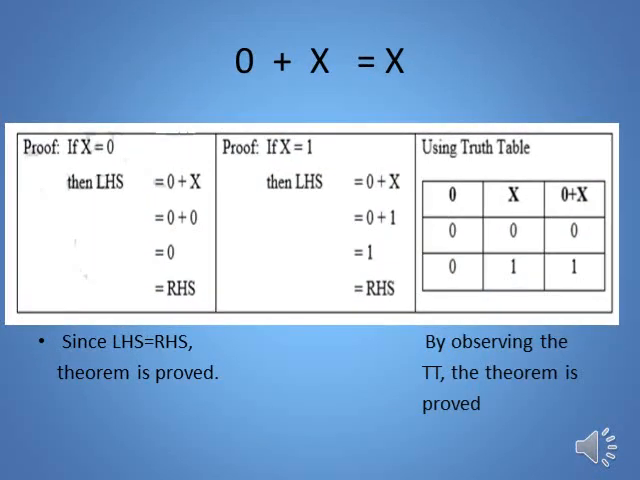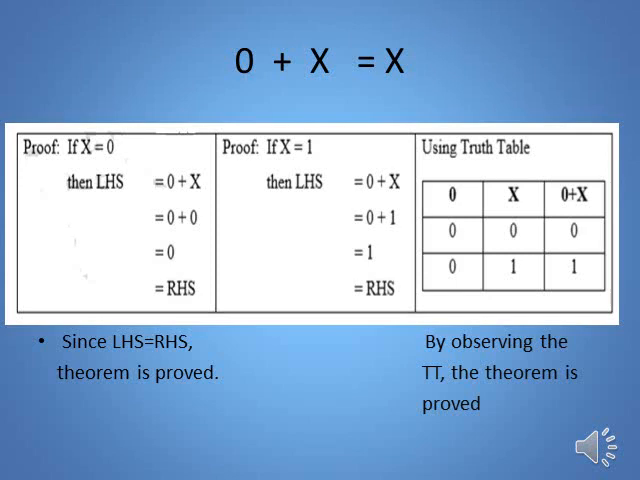Now we prove the first property of 0, that is 0 plus x is equal to x. Let us prove this first using the perfect induction method. Substitute x is equal to 0, and the LHS becomes 0 plus x is equal to 0 plus 0 is equal to 0, which is equal to RHS. Substitute x is equal to 1, then LHS is 0 plus x, that is 0 plus 1 is equal to 1, which is nothing but RHS. So by looking at the statements, you find that LHS is equal to RHS, and therefore the theorem is proved.